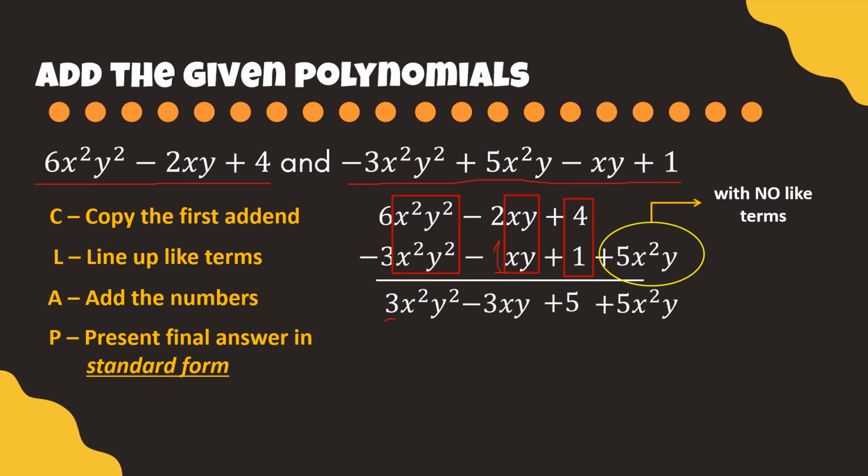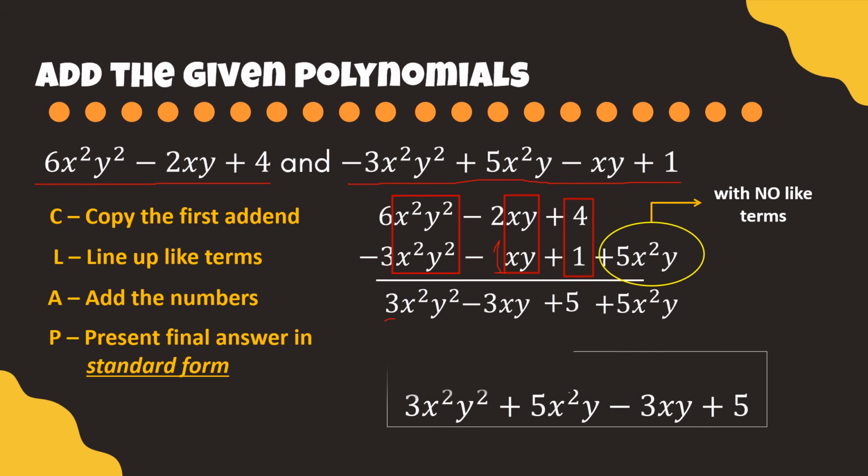P: present your final answer in standard form. So, the final answer is 3x squared y squared, since 2 plus 2 would give you a degree of 4, plus 5x squared y, 2 plus 1 would give you a degree of 3, minus 3xy, 1 plus 1 would give you a degree of 2, plus 5 with a degree of 0.